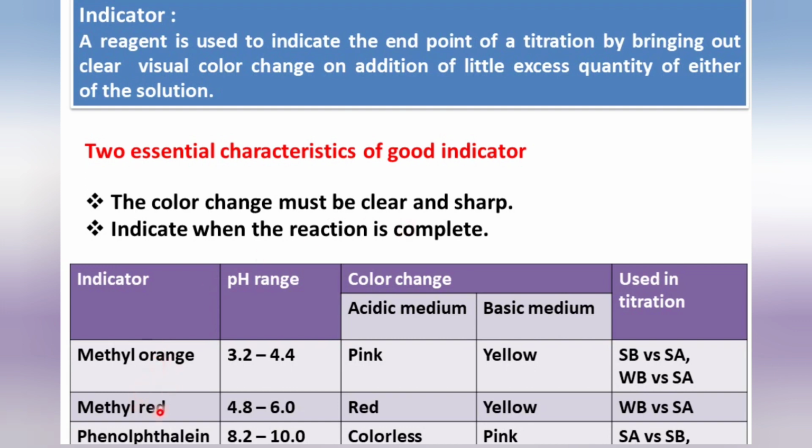But know that when you have a strong acid and a strong base, you can use either methyl orange or phenolphthalein, okay? With a weak acid and a weak base, you can use any indicator, but with a weak acid and a strong base, you use phenolphthalein, okay? So strong acid, weak base, methyl orange. Weak acid, strong base, phenolphthalein.